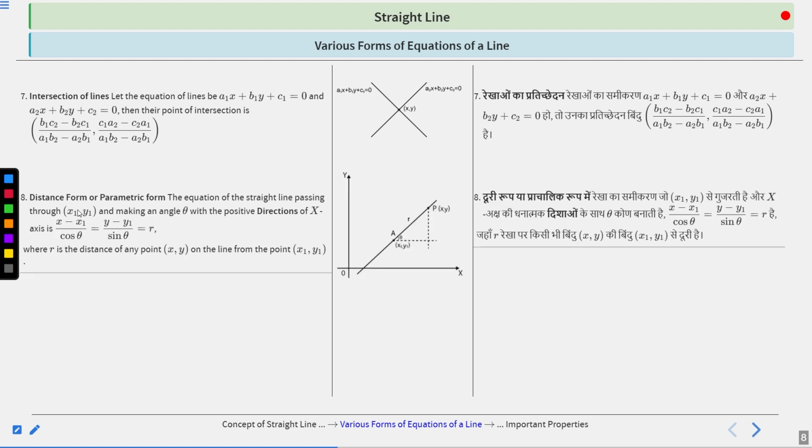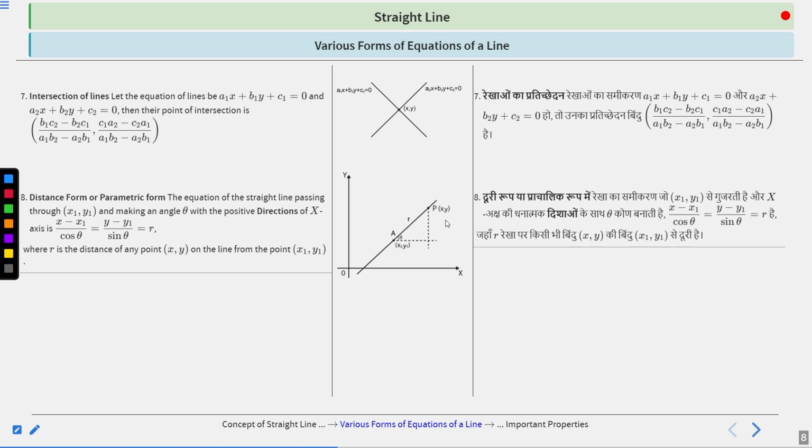Now, distance form or parametric form. You can see this in the diagram. The equation of a straight line passing through the point x1, y1. We have a straight line which is passing through x1, y1 and making an angle theta with positive direction of x-axis. And we have taken any point P whose coordinate is x, y, which is at some distance r from the point A, which is x1, y1.